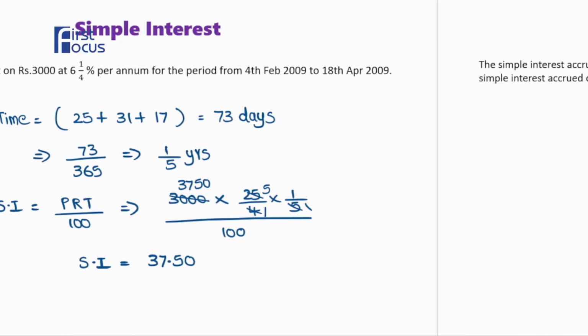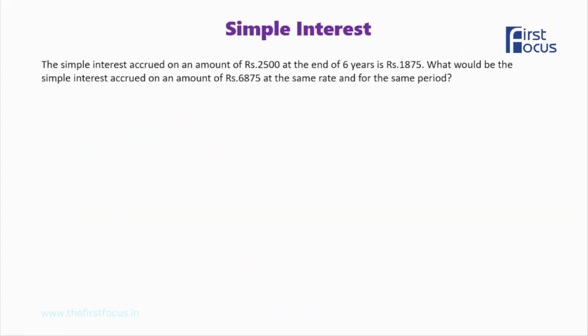Here is our next question. The simple interest accrued on an amount of rupees 2500 at the end of 6 years is rupees 1875. What would be the simple interest accrued on an amount of 6875 at the same rate and for the same period?